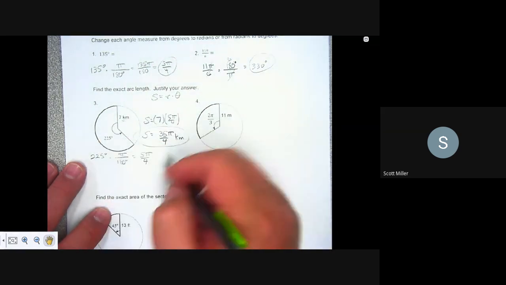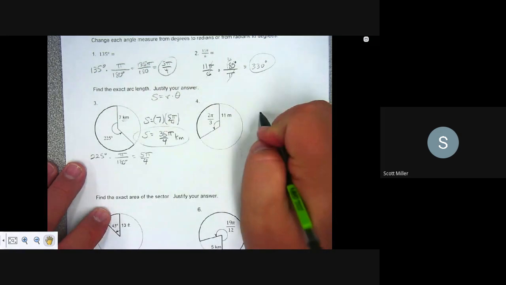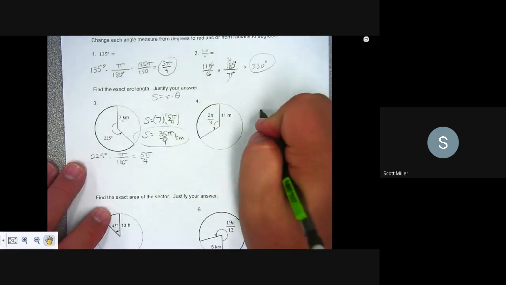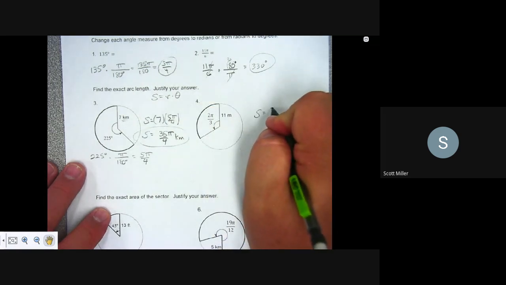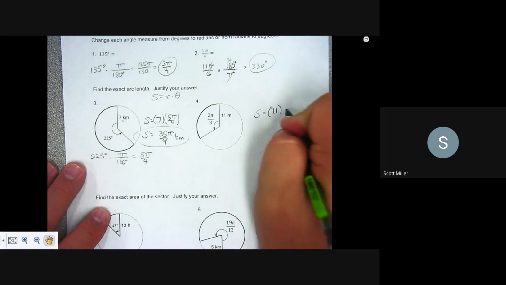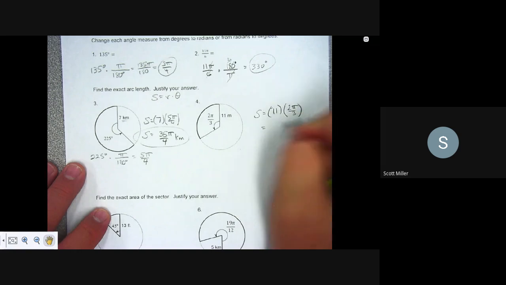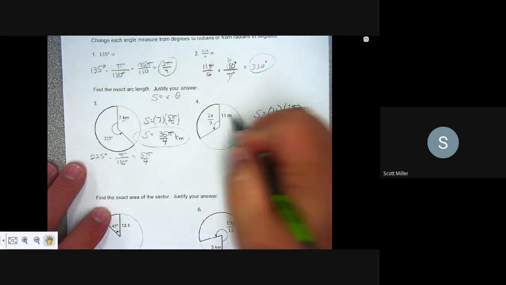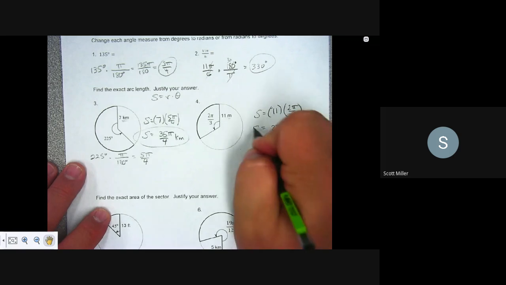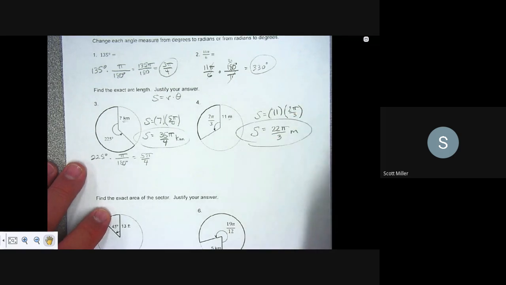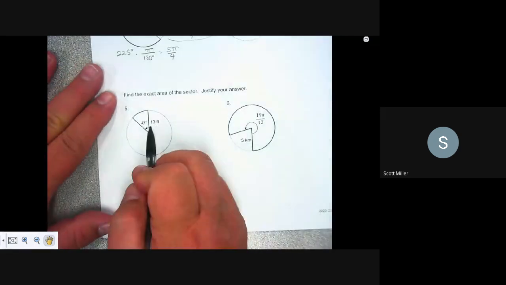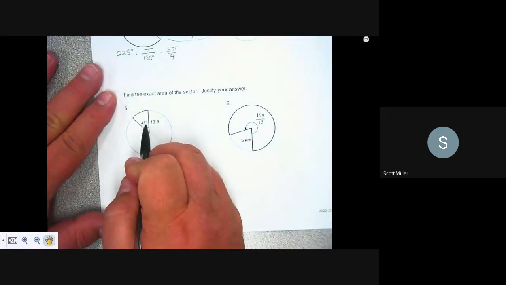This is what I'm going to be looking for when I see this on a test. This one over here, arc length, it's already a central angle in radians. So my arc length is going to be 11 times 2 pi over 3. And multiply and reduce, 22 pi divided by 3. And the measurement is in meters. That's simple.